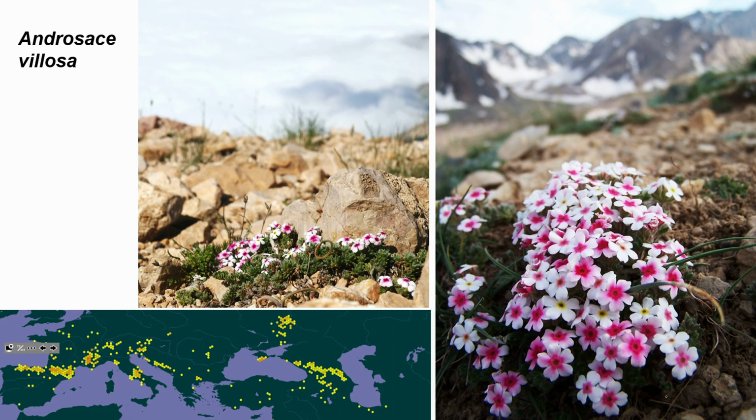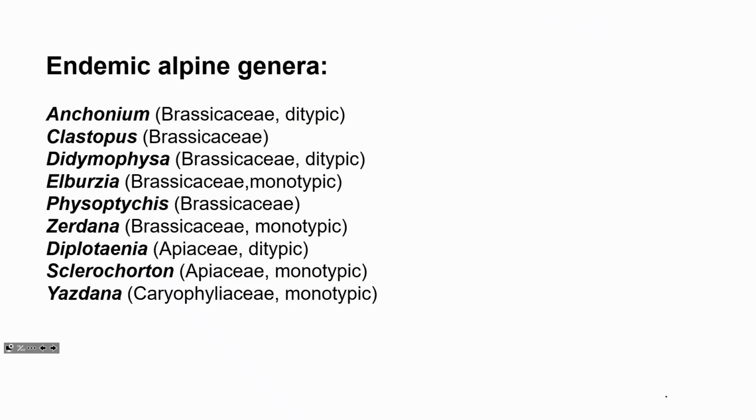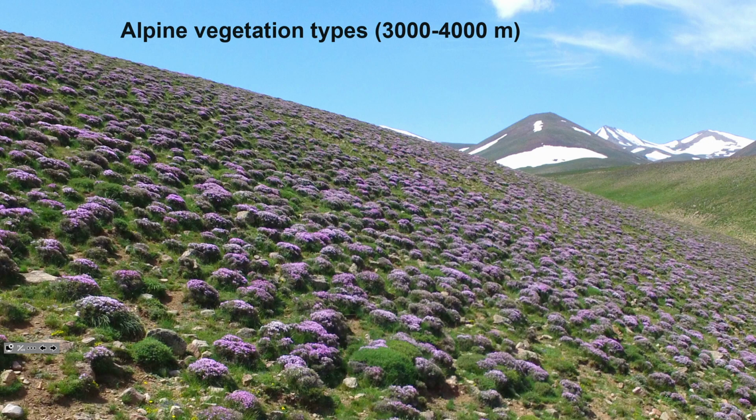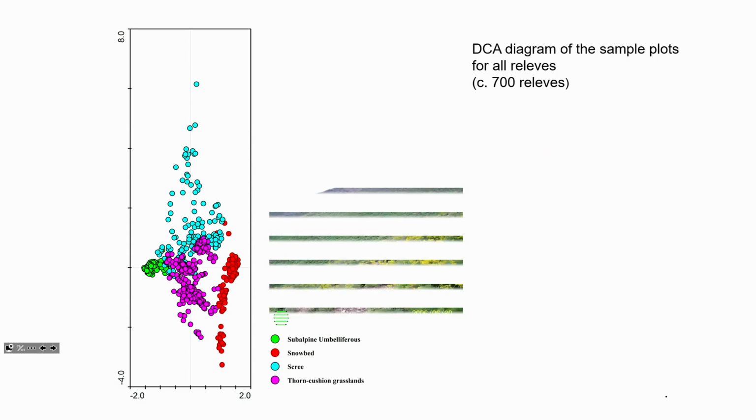And this one is Androsace villosa, widely distributed in Western Asia and Europe. In alpine habitats there are also many endemic species. I told you more than 50% of species are endemic, and there are also several endemic genera. Most of them are from Brassicaceae, some Apiaceae, and also Caryophyllaceae. Alpine vegetation types. A few slides about the alpine vegetation types.